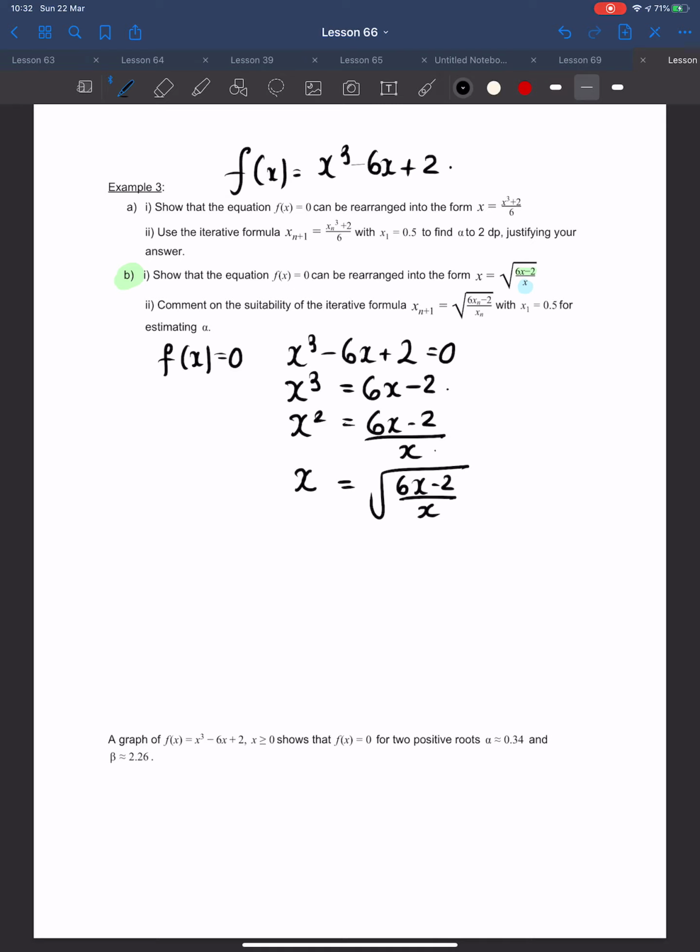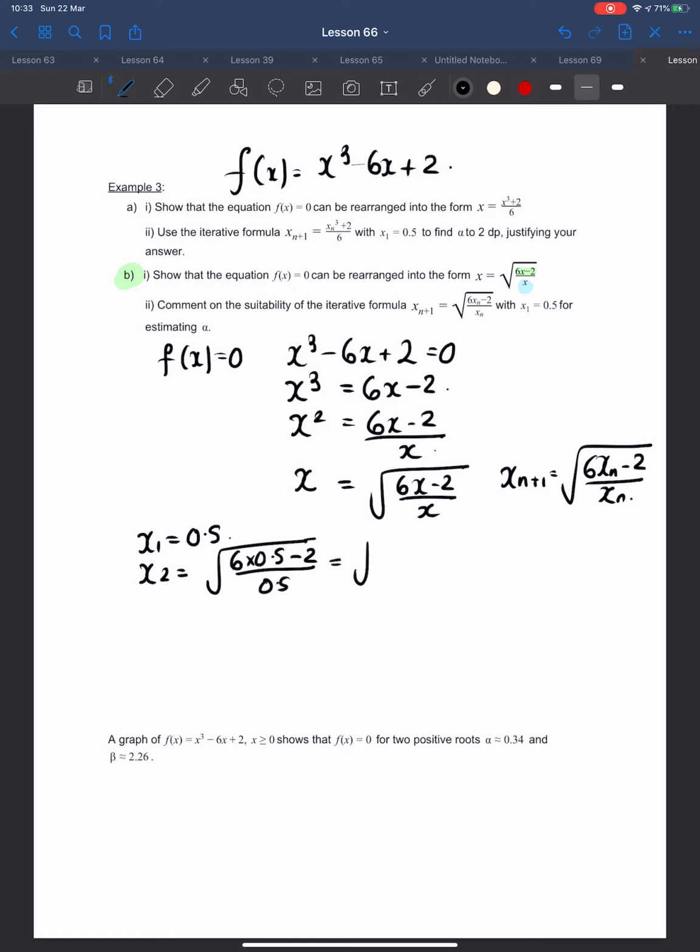Comment on the suitability of the iterative formula with x1 equals a half for estimating alpha. Okay, so x1 is a half. So we can say here that xn plus 1 is the square root of 6xn minus 2 over xn. So x2 is the square root of 6 times x1, 0.5, minus 2 over 0.5.